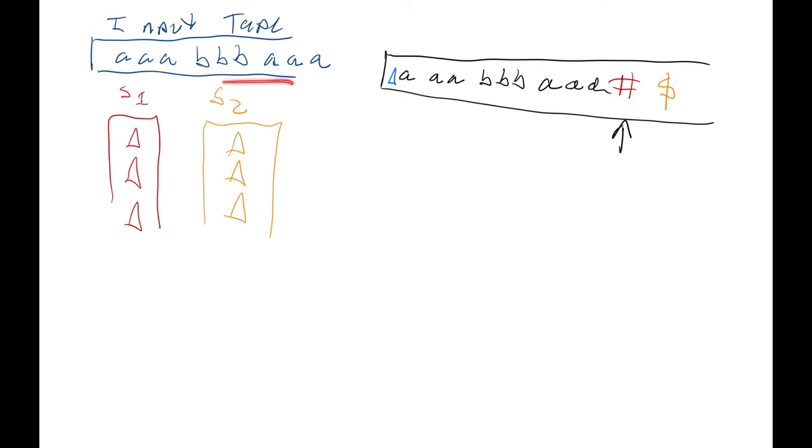Now the two-stack push-down automata will perform one of three operations. It'll either read something off of the input tape, push something onto stack one, or push something onto stack two. So those are the three operations.